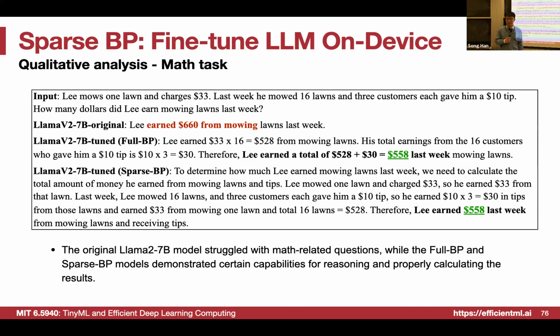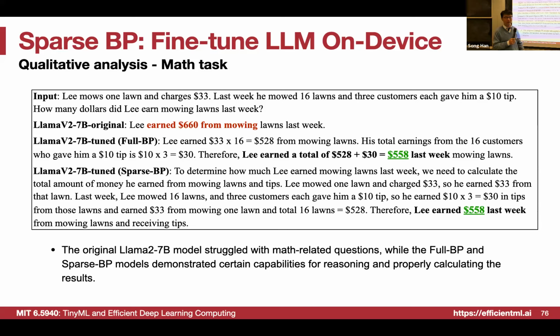We can also challenge it with some math tasks, comparing full BP versus sparse BP and without BP. Here, Lee mows 1 lawn and charges $33. He mowed 16 lawns. 3 customers each paid $10 of tip. How much did he earn last week? The original model says 660, which is wrong. But the full BP fine-tuned model can calculate 33 times 16 plus the $30 of tips, add them together, and you get 558, which is correct.